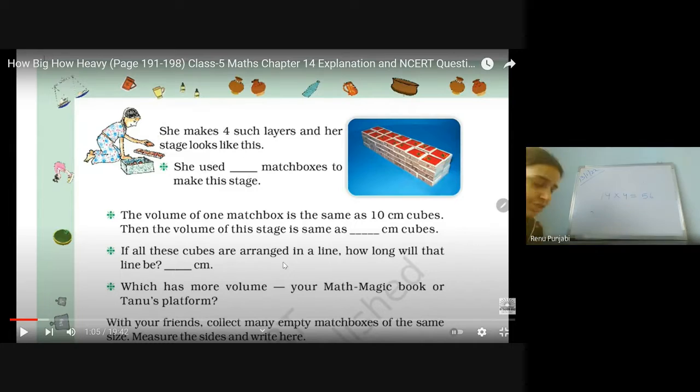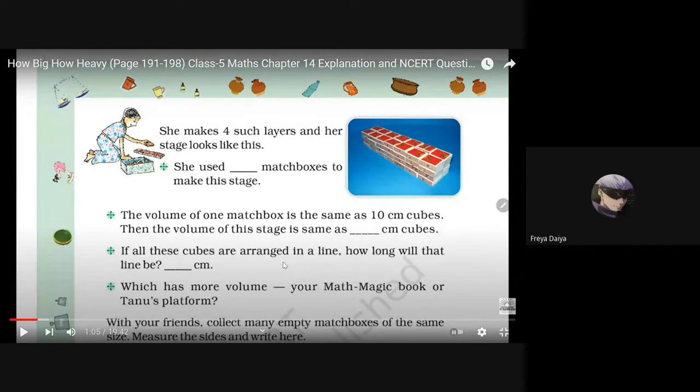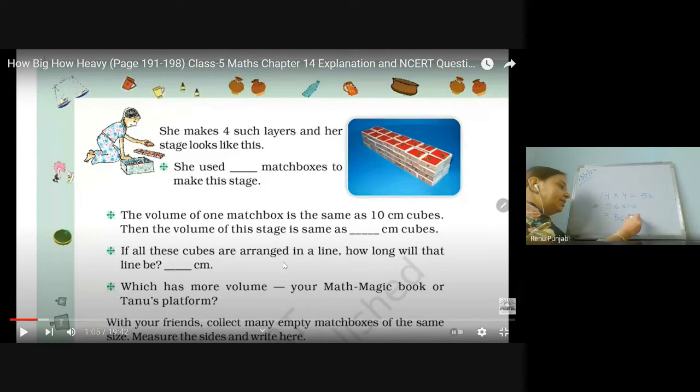How many matchboxes has she taken? 56. So we will find the volume accordingly. The volume of one matchbox is the same as 10 centimeter cubes. So if the volume of one is 10, what will be the volume of 56? Ma'am, 560. Yes, 560 cubic centimeters.